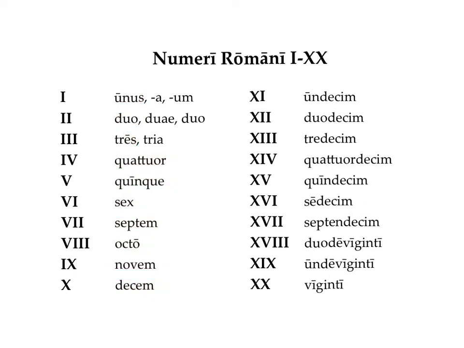If you know how to count to 10 in Spanish, you'll recognize that the Latin numbers are very similar. Some very common English words are also derived from these Latin numbers. From unus, we form the words unity and union. Duo gives us words like dual and duet.